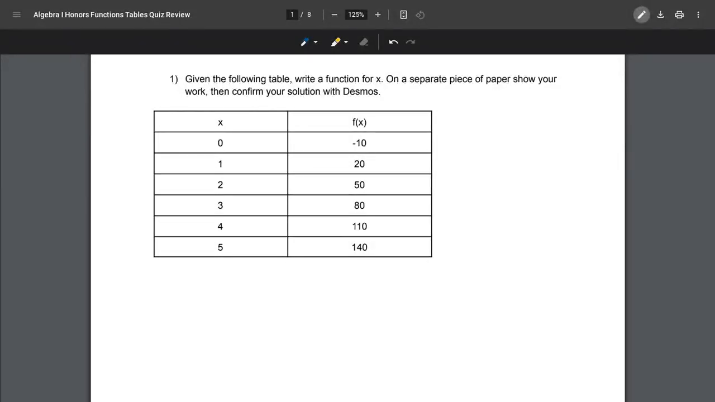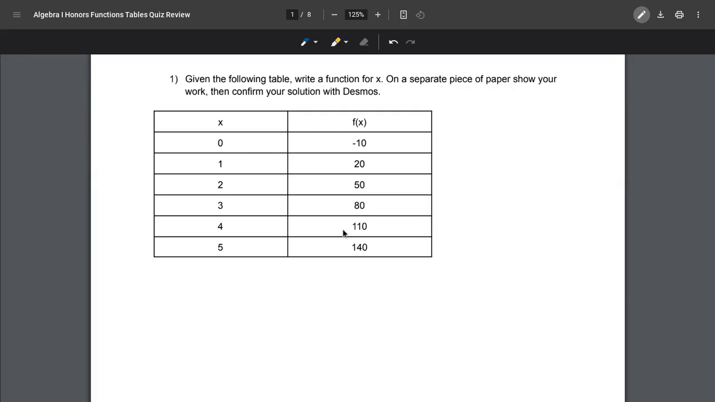In this video, I'm going to go through my Algebra 1 honors review where they're taking tables and writing functions, either linear or exponential, or they're taking those type of functions and then creating a table. So let's look at this first one. It says, given the following table, write a function for x. And then on a separate piece of paper, show your work, then confirm your solution with Desmos.